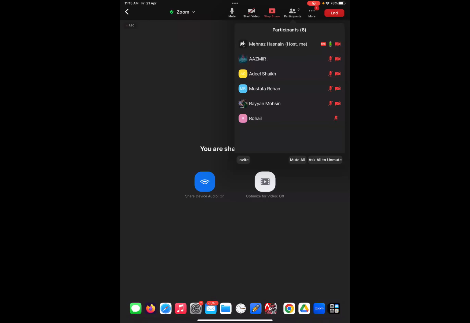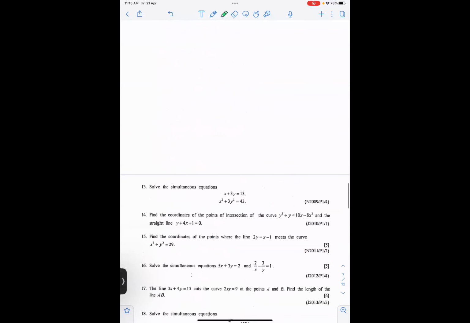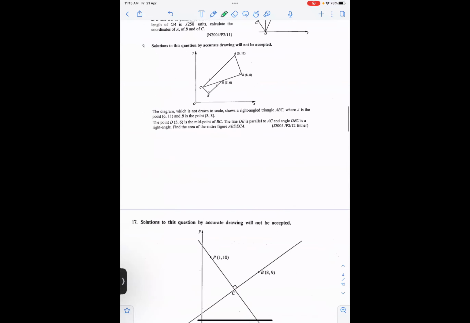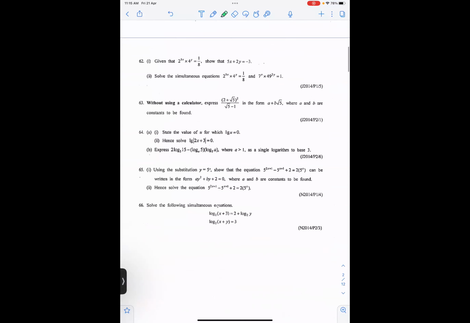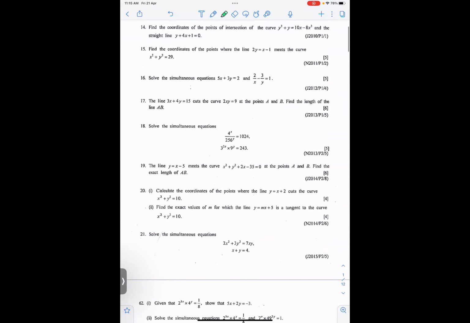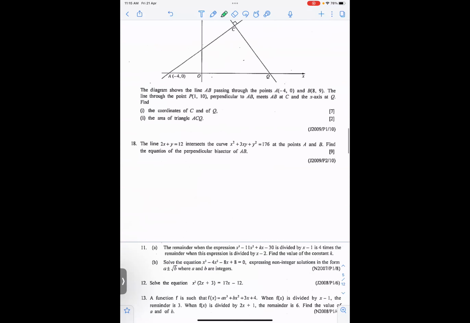Okay, let's start with the next thing. I just wanted to do one question on simultaneous equations. Now I'm shifting on to the other topic, which is indices. Okay, let me do the remainder factor theorem first, and then I'll move on to indices.